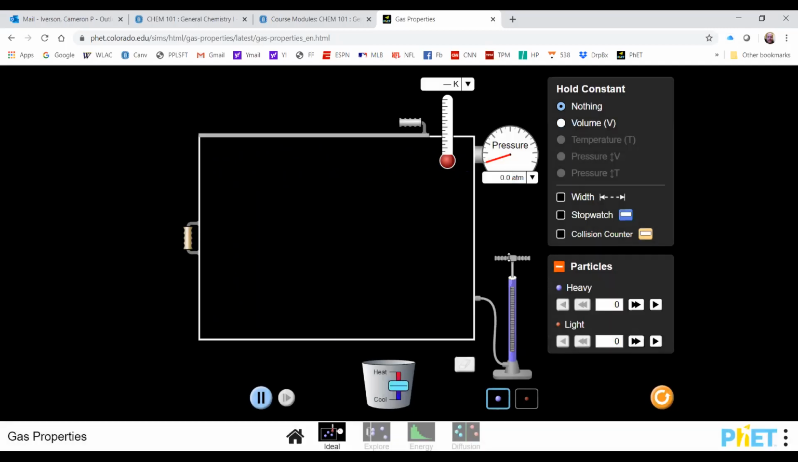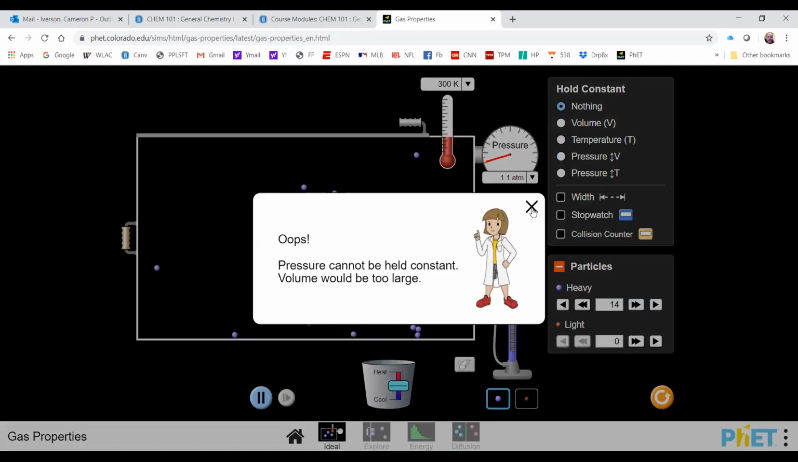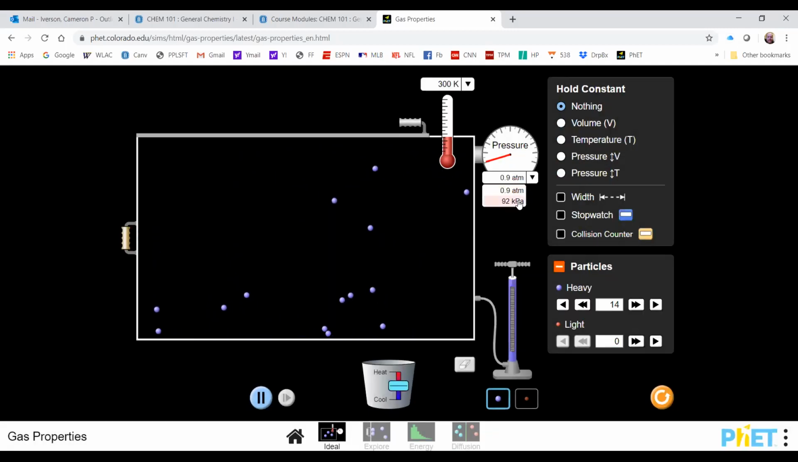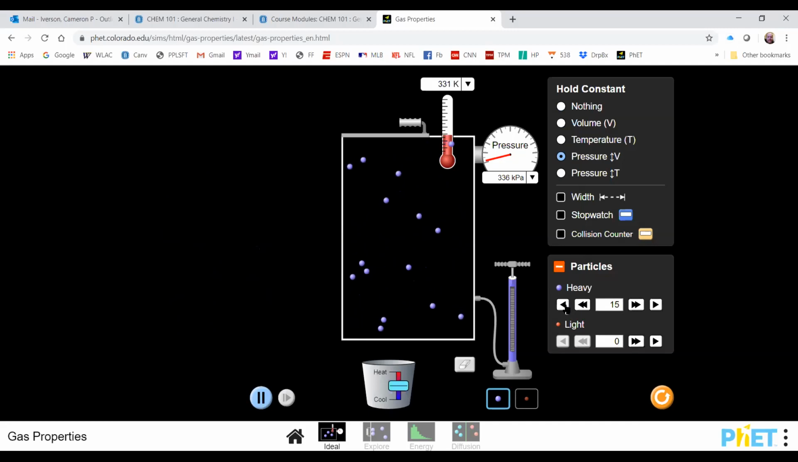Okay, so we're going to add our particles back. We're going to decrease our volume. This should be a little bit more apparent now. Again, we're going to hold the pressure constant as we increase the number of particles, right? So if I add a few, wow, this simulation is not agreeing with me. Here we go. There, okay, this will be easier to measure then. So we hold that number of particles. There we go.